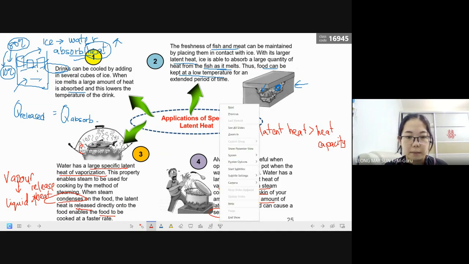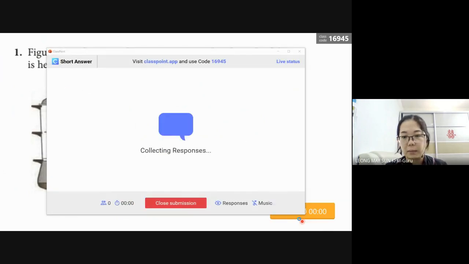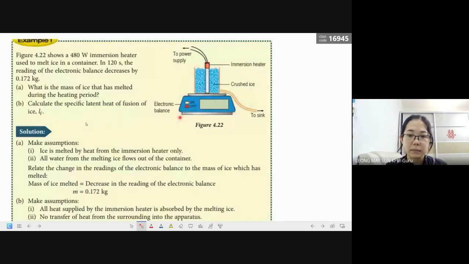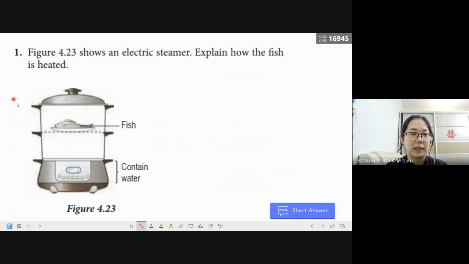Hey, where did my pointer go? Okay, so I'm going to go next. I'm going to ignore this one first. This is inside the textbook. Ignore the class point first.